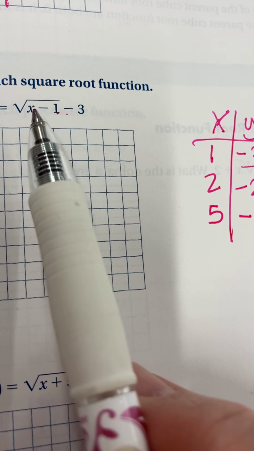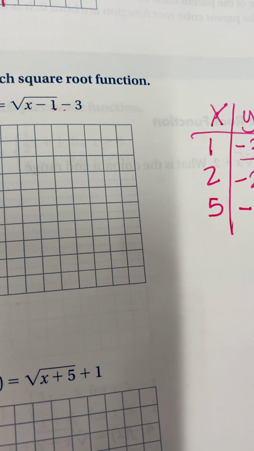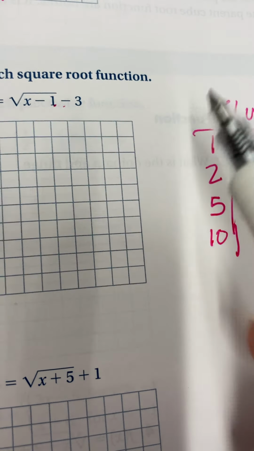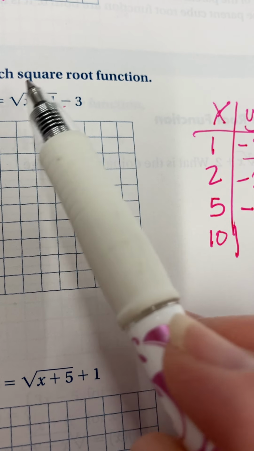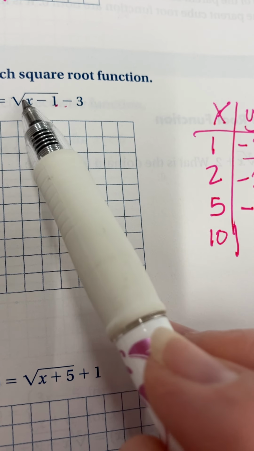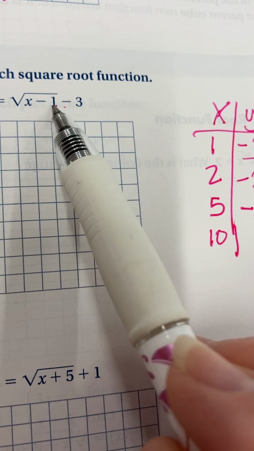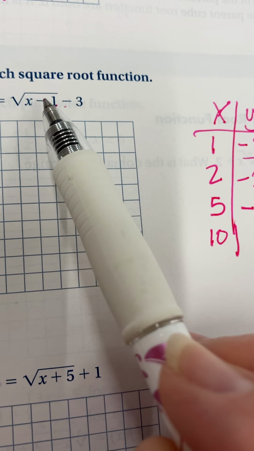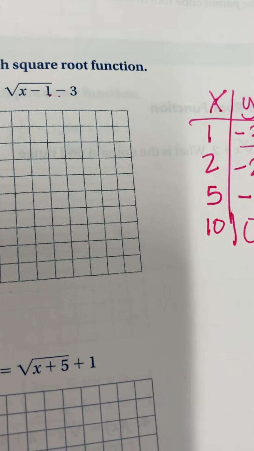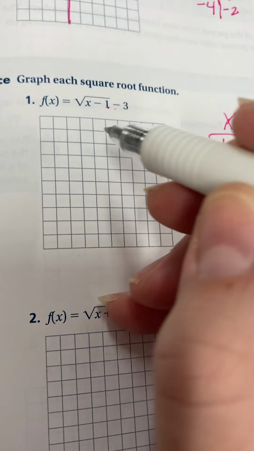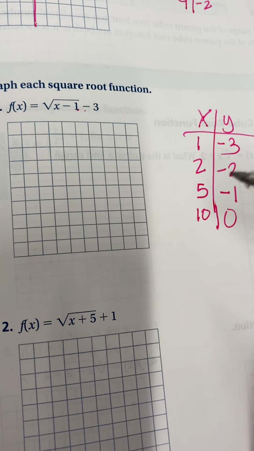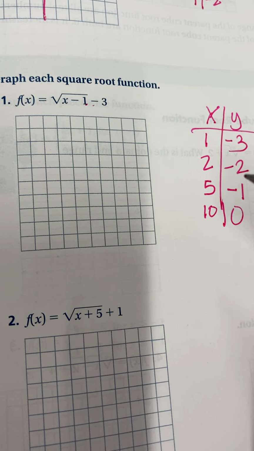We can do 10. 10's, I guess, as far as I'm going to go. If I put a 10 in, and the reason I'm trying to do that is to get perfect numbers under here, like the 0, the 1, the 4s, the 9s. So if I put a 10 in here, I get 10 minus 1, which is 9. The square root of 9 is 3, and 3 minus 3 is 0. That's probably as high as my graph is going to go. So it looks like I got all positives, and I'm working my way up that one.